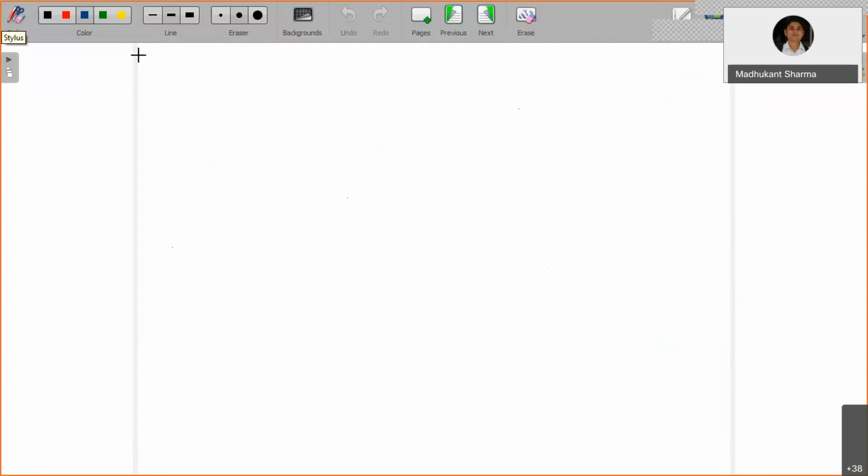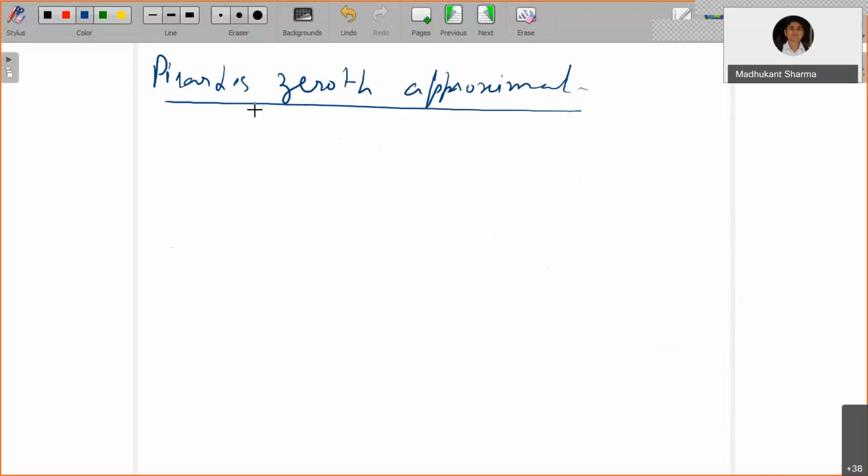So that is Picard's 0th approximation. Let's keep it that v naught of x is equal to y naught, and y naught is given to be 1, for all x. Right. Now, first approximation.